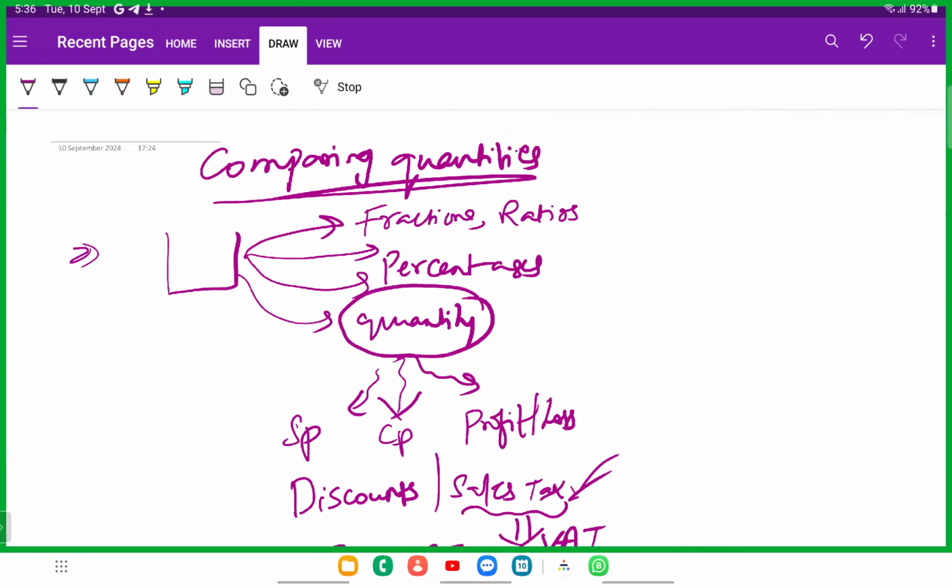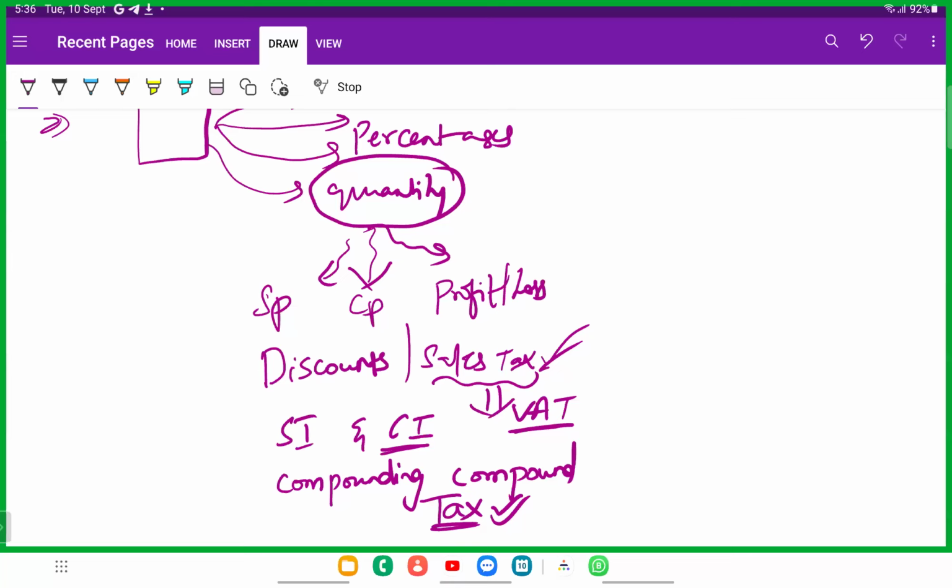So, comparing quantities. Basically, when you go to the market, you tend to compare any two quantities. Suppose you want to purchase a mobile on an online e-commerce website, some Android phone from some X company. That phone's selling price is rupees 40,000 on Amazon, and the same mobile costs rupees 38,000 on Flipkart. Usually you will compare the selling price and purchase where it is more affordable and you can get a better price. So this is called comparing. Everywhere you compare quantities.